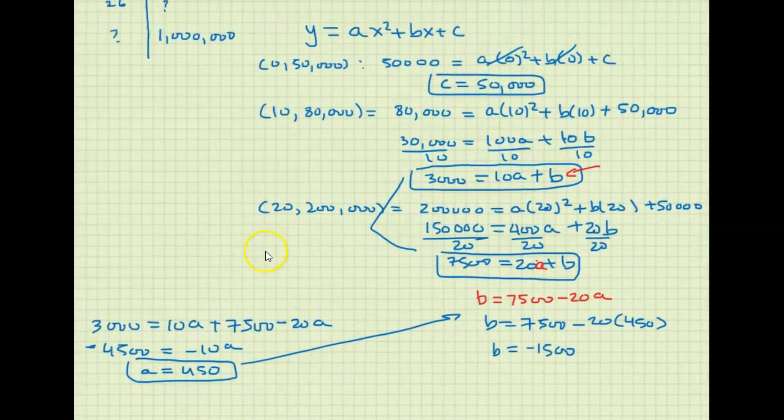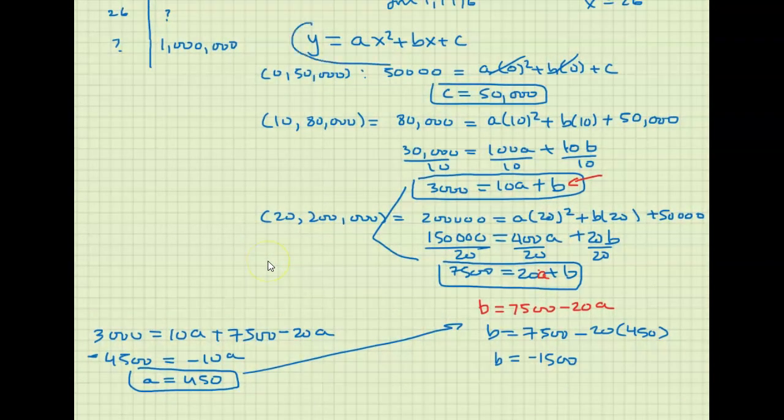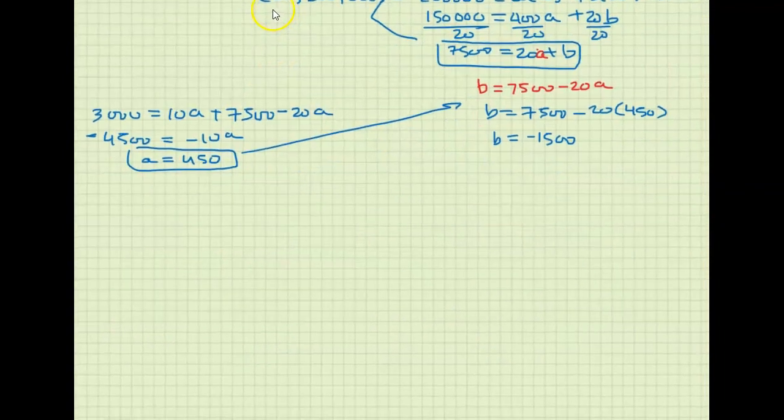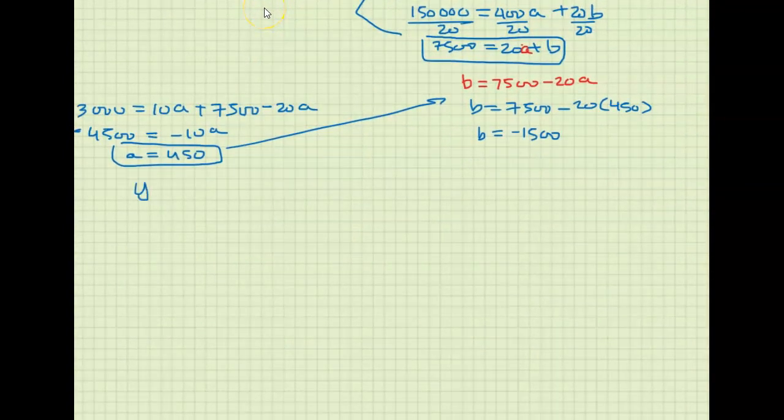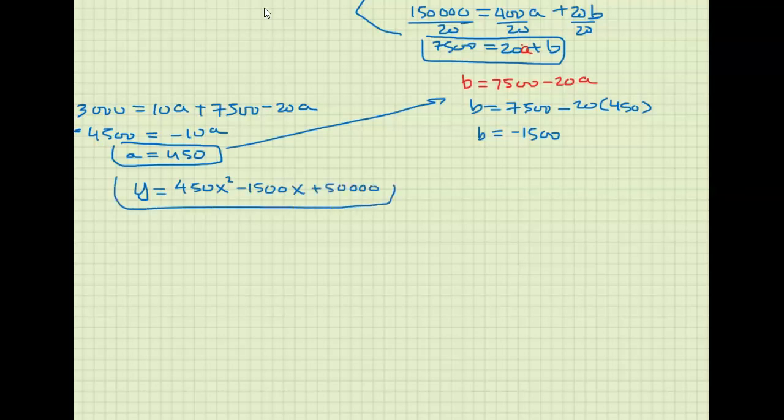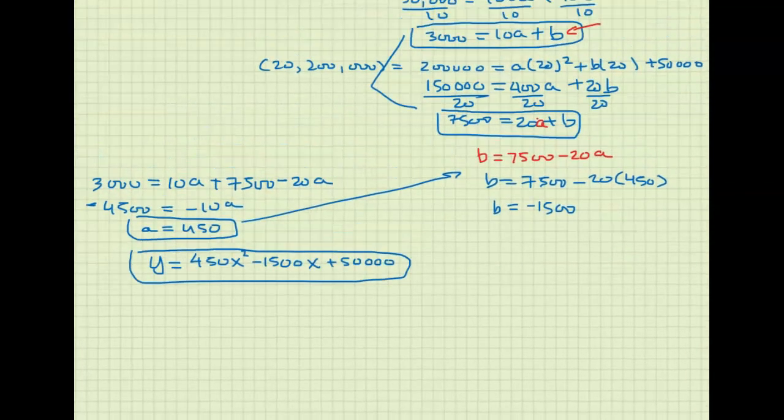Alright, so we found our a and b and c. Okay, and we put it in here. Basically, this finds the equation of that quadratic model. So y is going to be 450x squared minus 1,500x plus 50,000. Alright, there we go. Okay, so this lets you calculate the house prices.